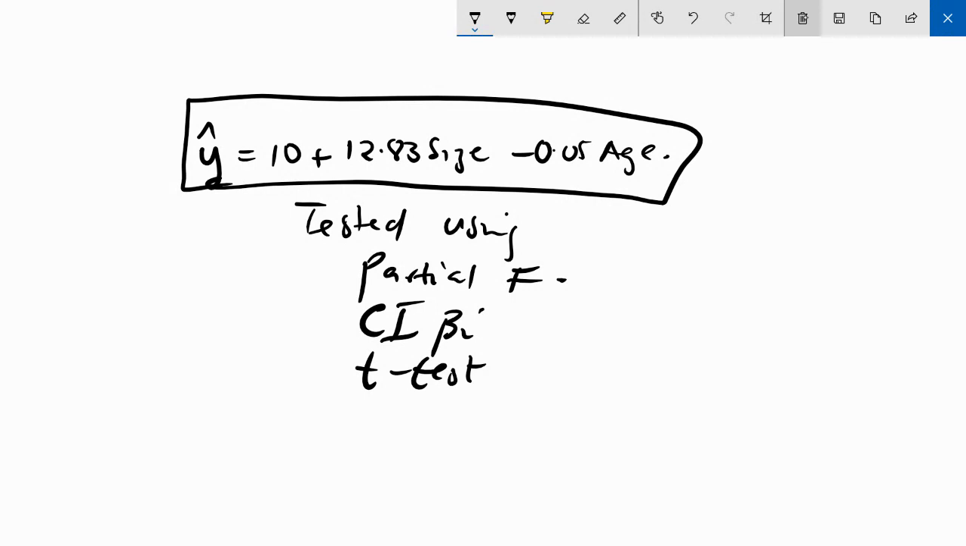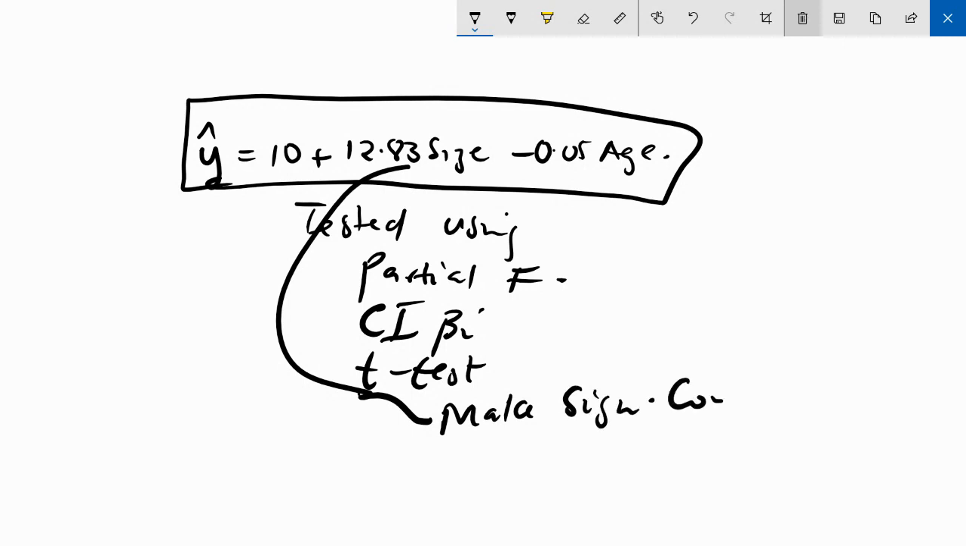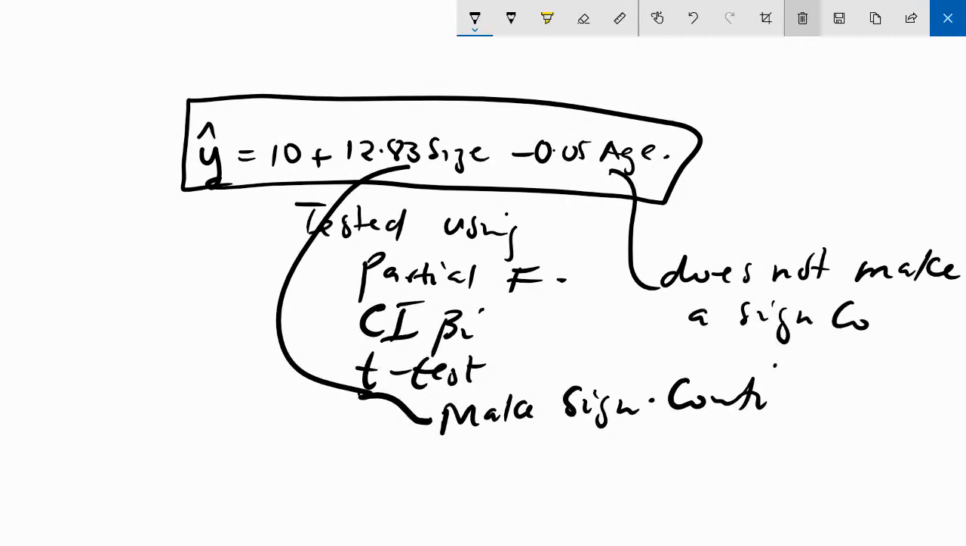And what you said, I'm just recapping, when you're testing for age, you said what? Age does not make a significant contribution, isn't it? But size, sorry, but size does make a significant contribution.